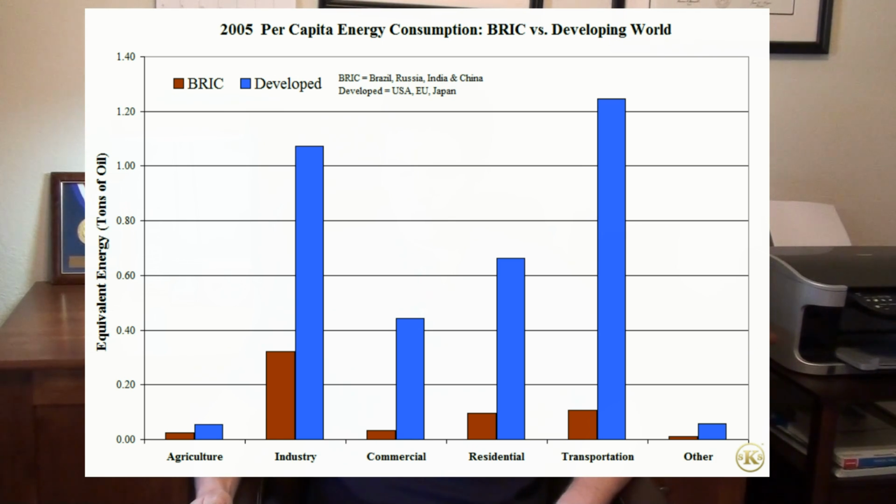The developed world used the energy equivalent of 1.25 tons of oil per person. In contrast, the BRIC countries used only 1/10 of a ton per person. Residential and commercial energy consumption are also much higher on a per person basis. This reflects a more energy intensive, higher standard of living in the developed world, as well as a more robust consumer sector. Commercial services in the developed world use 13 times as much energy per person as they did in the BRIC countries.